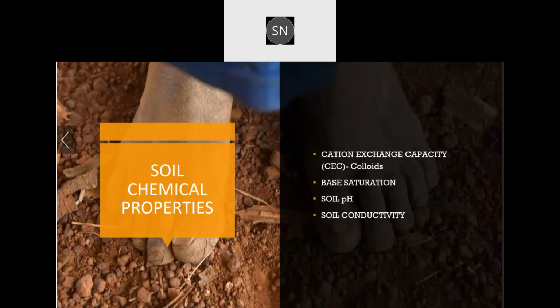That is CEC, cation exchange capacity. When we talk about cation exchange capacity, I give a detailed explanation on how a sponge functions. It's the same thing with colloid. Colloid has a lot of pore spaces, a lot of holes, right? Those holes, just imagine those holes are our cation exchange sites.